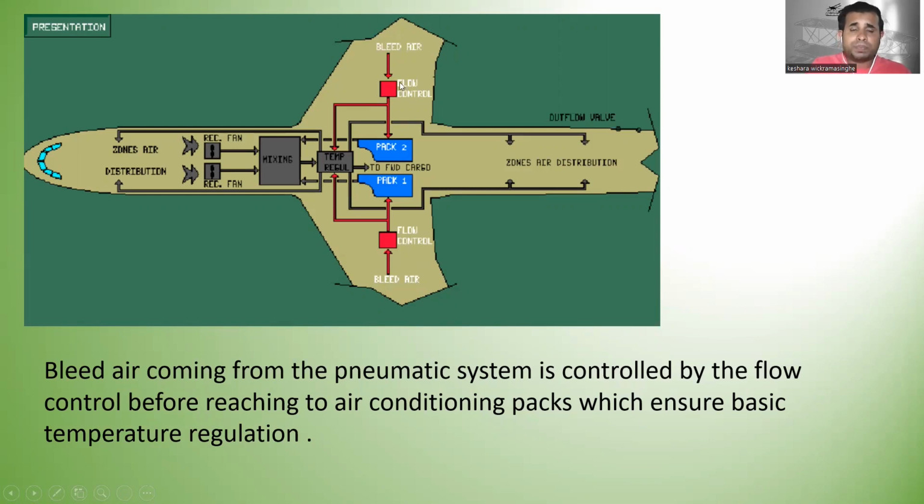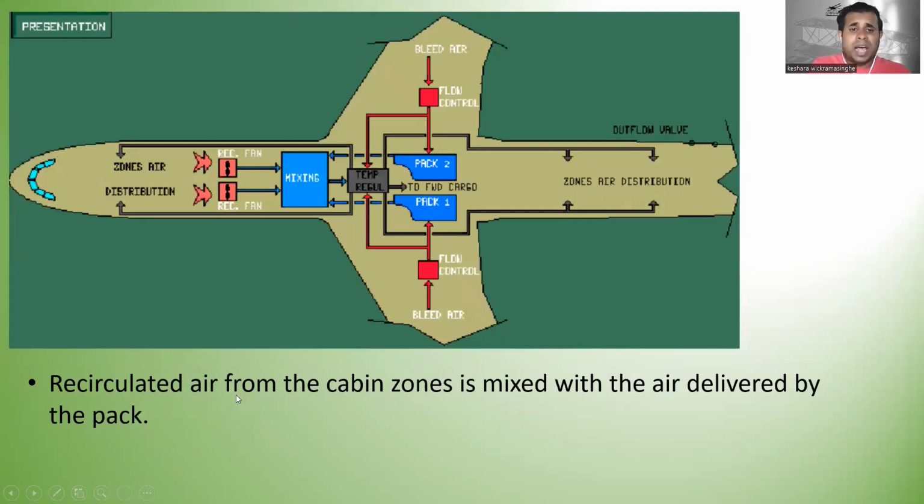So the bleed air comes through the engines, and before it goes to the packs, it's controlled by the flow control valve. You can see bleed air coming through here, and this is the flow control valve. It controls the flow and then goes to the two packs. All right, and recirculated air from the cabin zone is mixed with the air delivered by the pack, right? Recirculated air means the air already used, so this air inside the cabin is mixed with the air delivered by the pack. It means the air comes to this pack and also goes to the mixing unit, and the recirculated air also comes to the mixing unit.